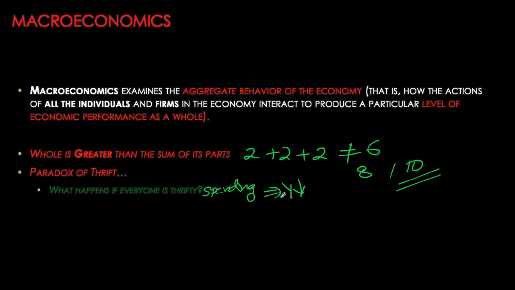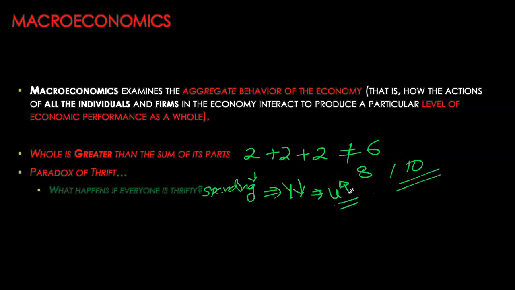Remember, GDP is your overall level of production of the economy, and I'm going to denote it throughout the course as Y. So with spending declining, we have lower production by firms. Now, if firms are not producing as much, they don't need to hire as many workers, and therefore unemployment increases. And this creates a chain or a ripple effect throughout the economy.